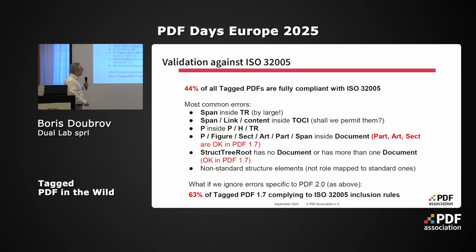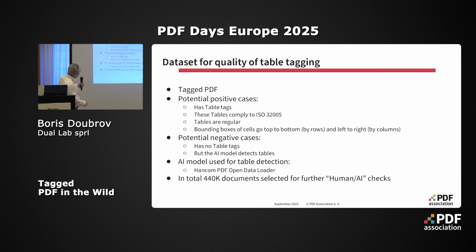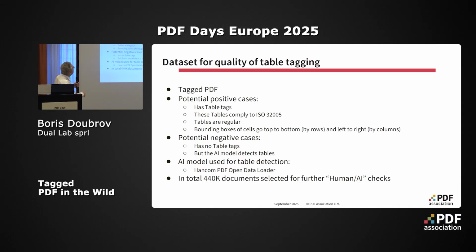Yep. So yeah, I have to go faster to reach AI. One of the questions we had was how good AI is at understanding the structure of PDF documents. And we tried to do the following experiment. We selected a nice use case: tagged PDFs with good tables in the structure tree. So we selected potential positive cases, documents that have tables complying with all the standards, tables are regular, bounding boxes. We also analyzed bounding boxes, so they're not distorted, and they go in the right order.